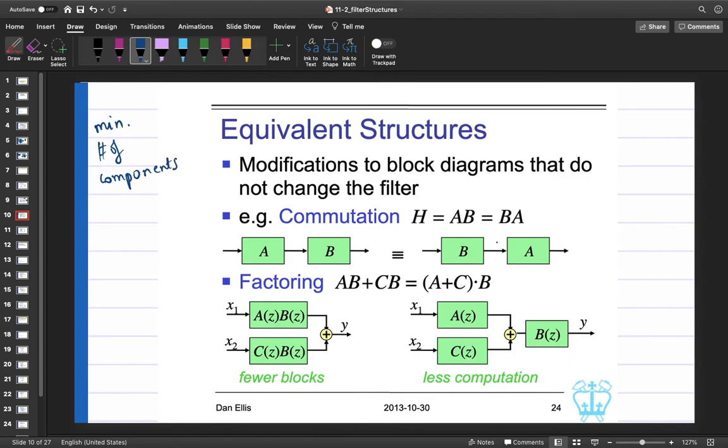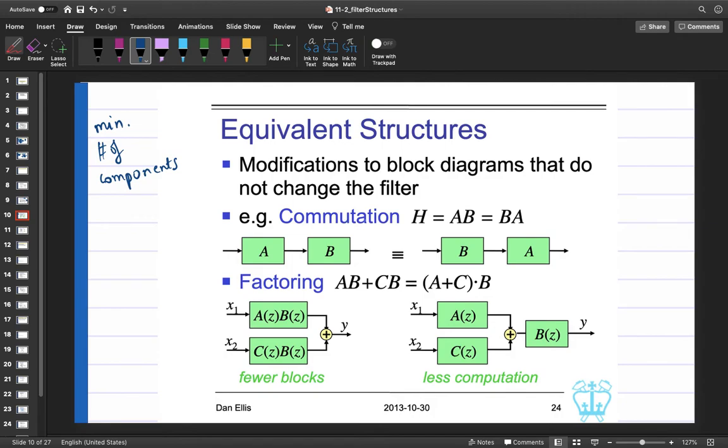And how do we do that? Okay, so there are some tricks which are possible. Basically we are trying to find what structures are equivalent, and then we can compare amongst these equivalent structures. This one uses the minimum number of components, right? So let's see how to find equivalent structures.